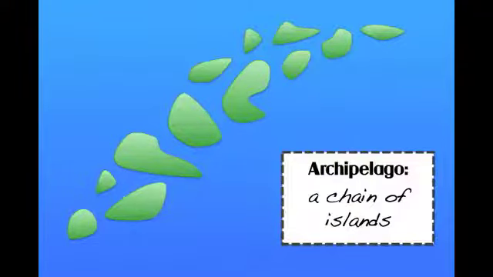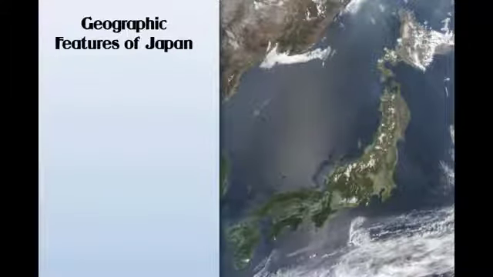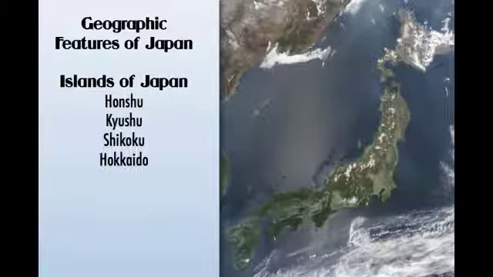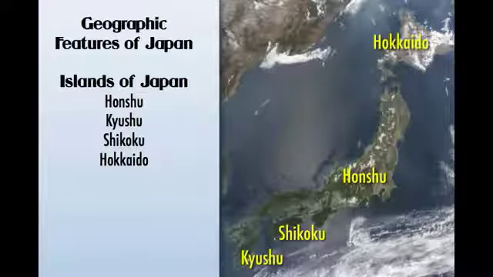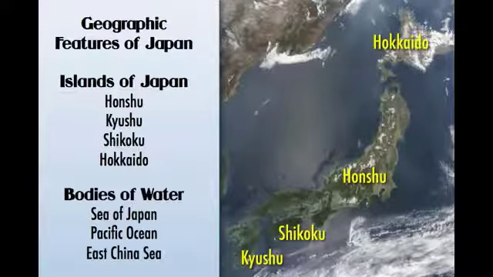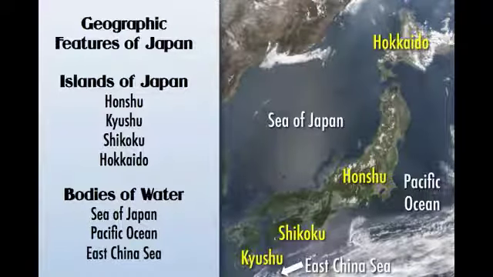All right, let's talk about some of these geographic features of Japan. Well, as we said, there are 4 main islands of Japan. And those are Honshu, Kyushu, Shikoku, and the island of Hokkaido. But if Japan is an archipelago, that means it's also surrounded by some important bodies of water, including the Sea of Japan, to the east the Pacific Ocean, and to the southwest the East China Sea.